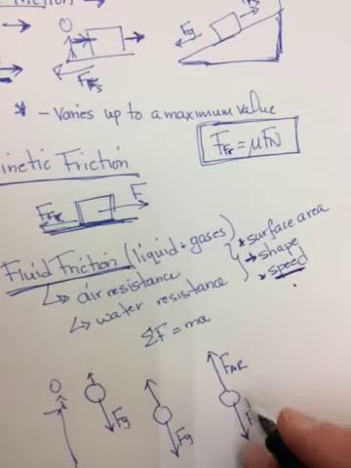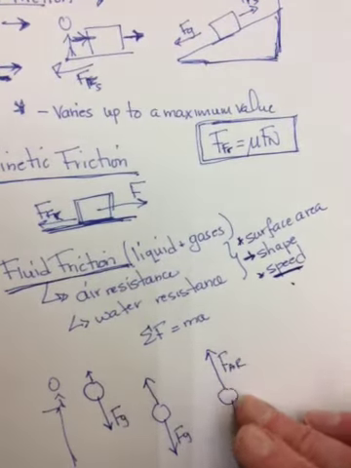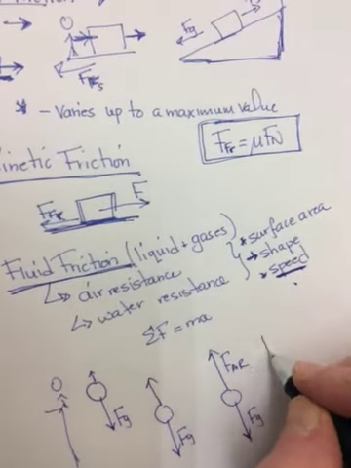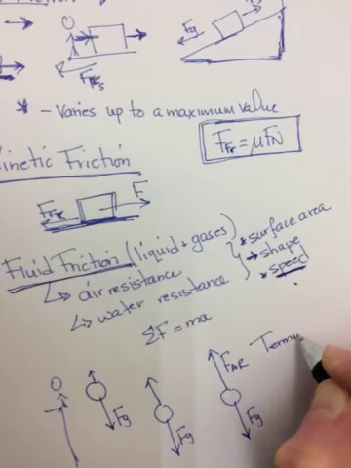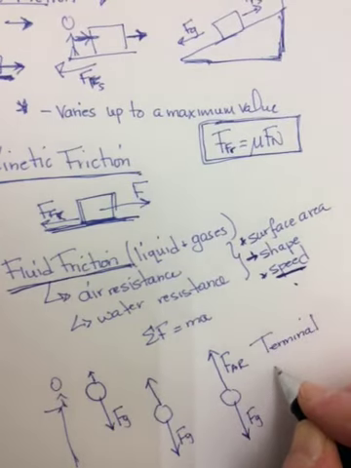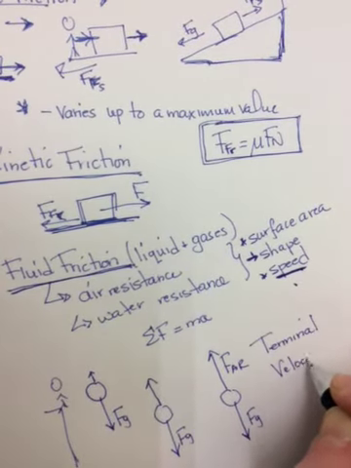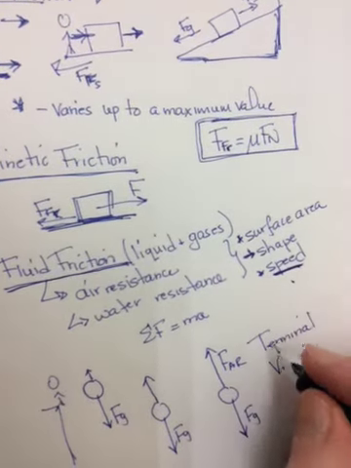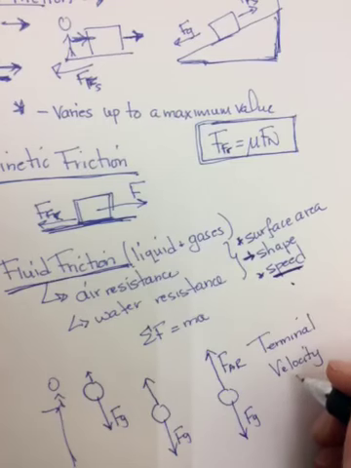That doesn't mean this object's going to stop. It just means that it's now going to fall at a constant speed the rest of the way down. So it's called terminal velocity. Terminal because it's the highest velocity that you reach, not because you are going to be terminal by the time you get to the ground.